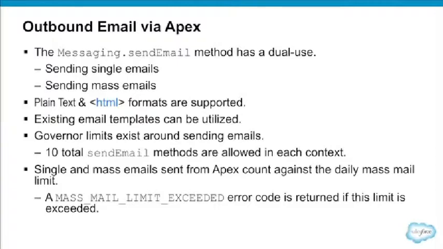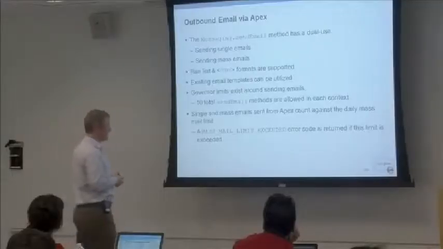There are governor limits, so much like we can do 10 web service callouts and 10 calls to asynchronous Apex, we can do 10 calls to the send email within a single transaction. Now, the thing about that is that the send email method receives a list of these email objects. So don't think that this means you can only send out 10 emails. One call to the send email method can contain many emails, and each email can have many recipients. Okay? So keep that in mind.